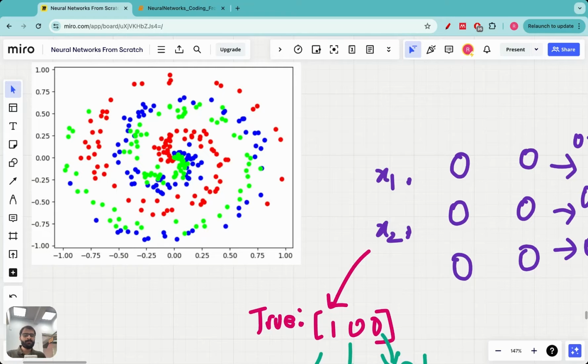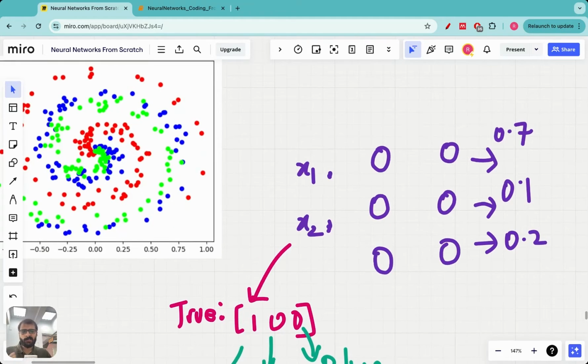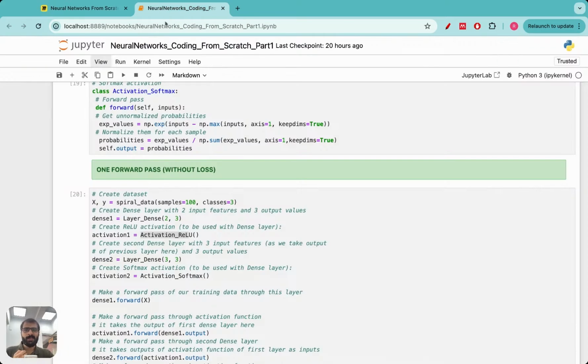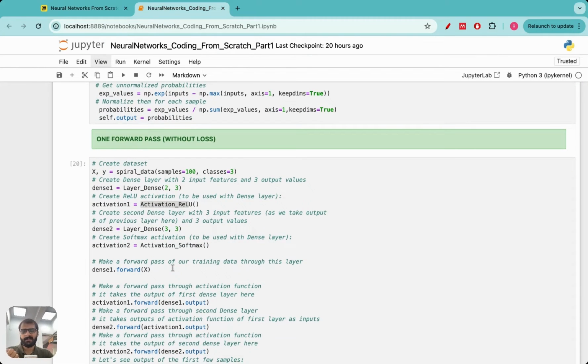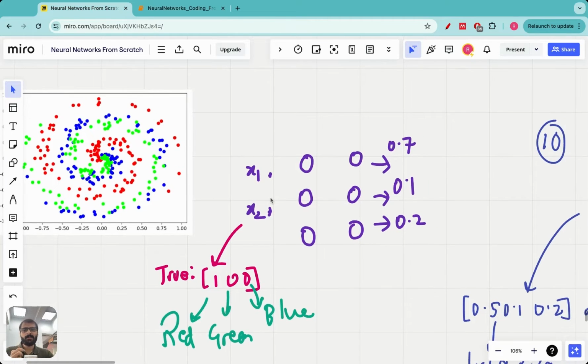The reason we start looking at loss functions is because when a neural network is initialized, as we saw in the forward pass, the weights are initialized randomly, and so the output for any given input may not be correct. It may not correspond to the actual class.